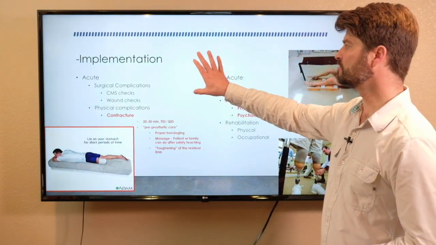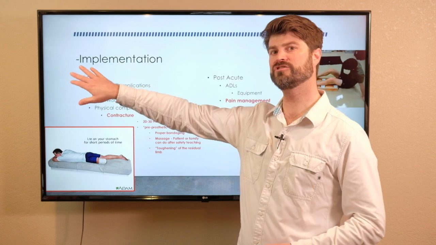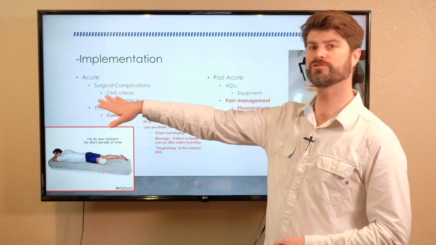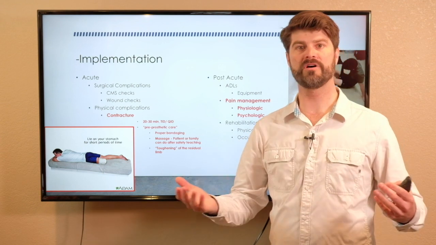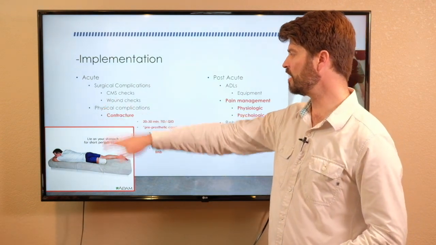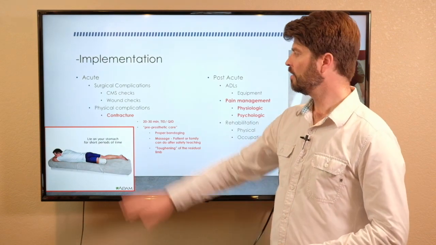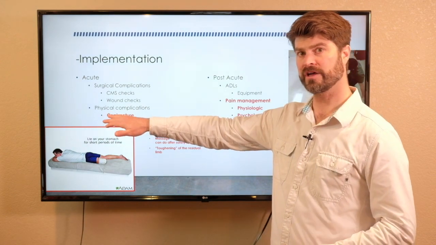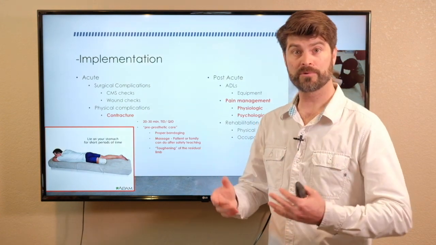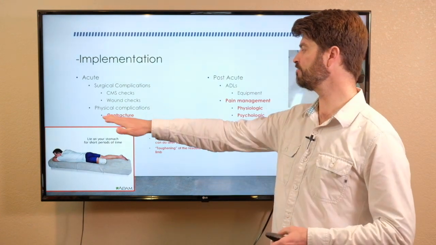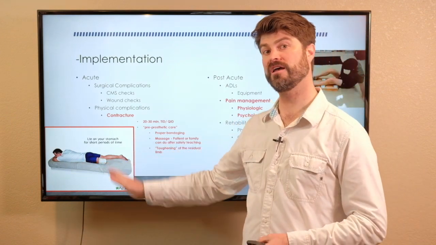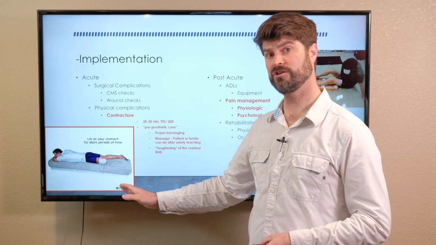For implementation, the acute implementation in that acute phase, so the surgical phase, we want to look out for surgical complications. Same ones as with every other type of surgery. CMS checks, wound checks, those kinds of things. Physical complications we want to look out for, so actually having to do with that specific type of procedure with that amputation, we want to prevent contractures. So here's that kind of posturing that we can do for AKA, above the knee amputation.